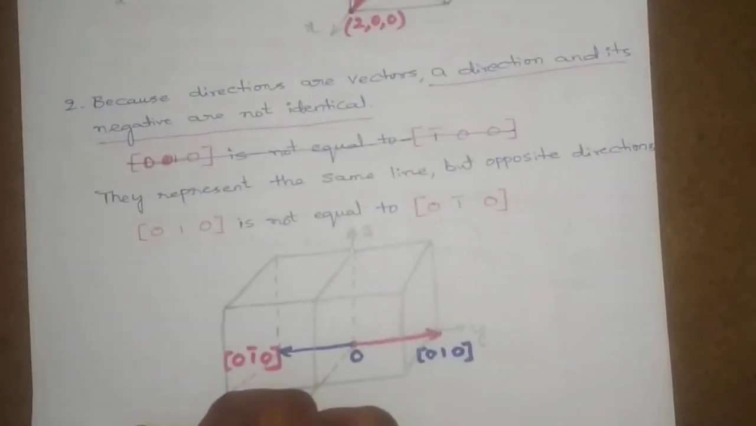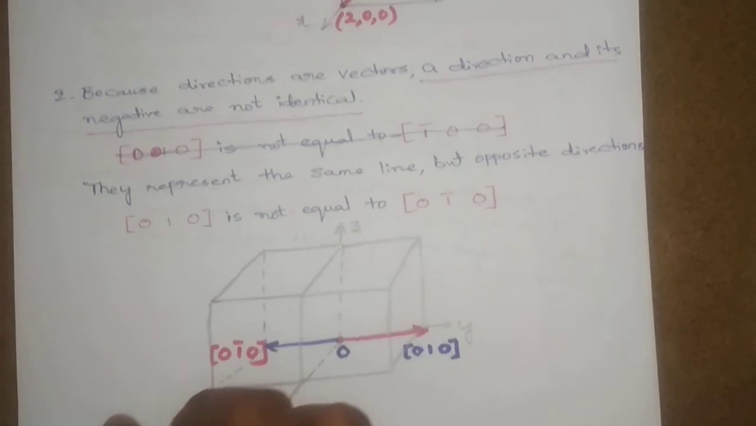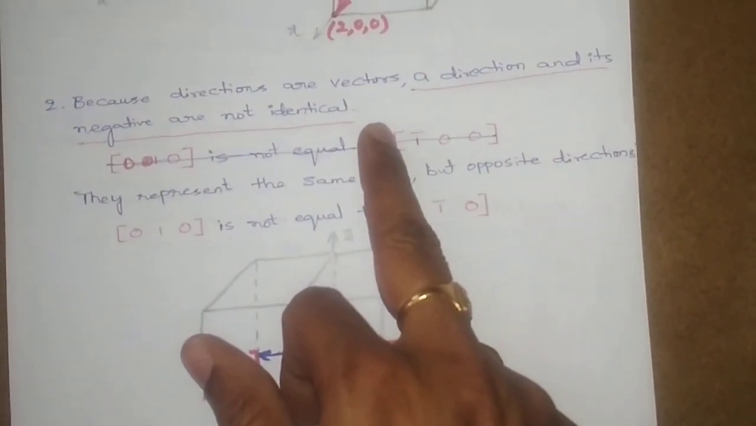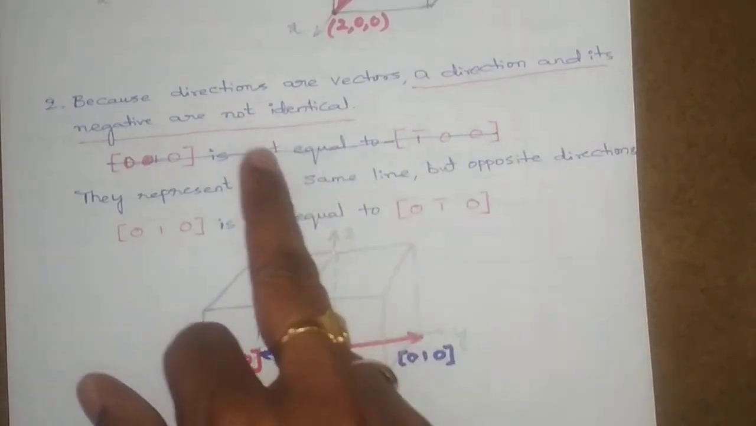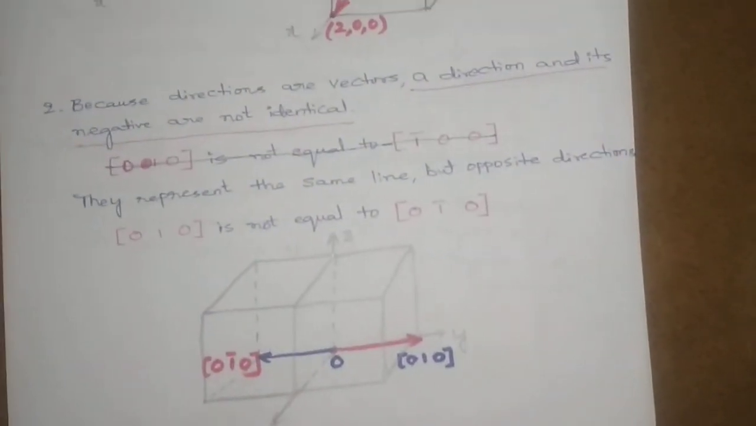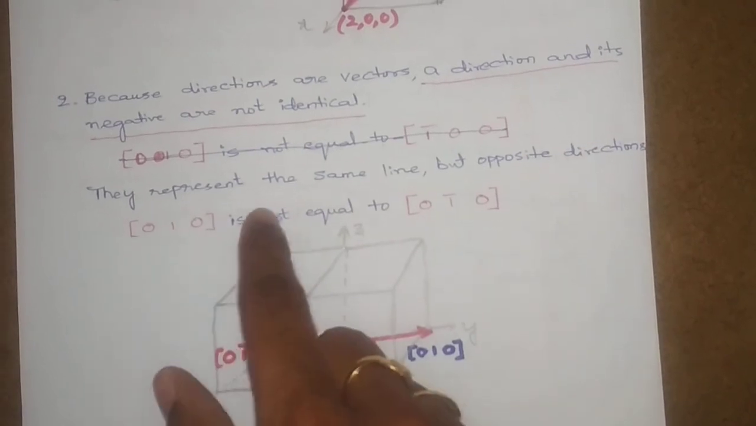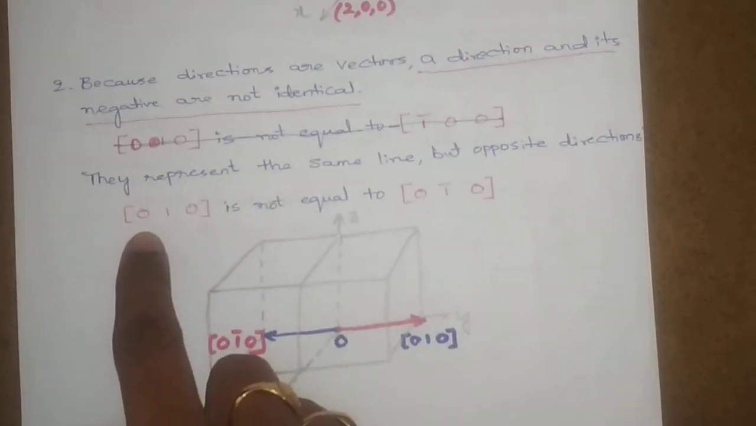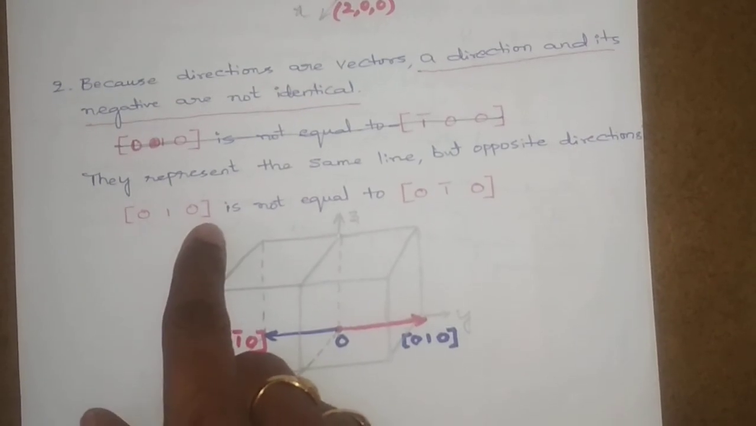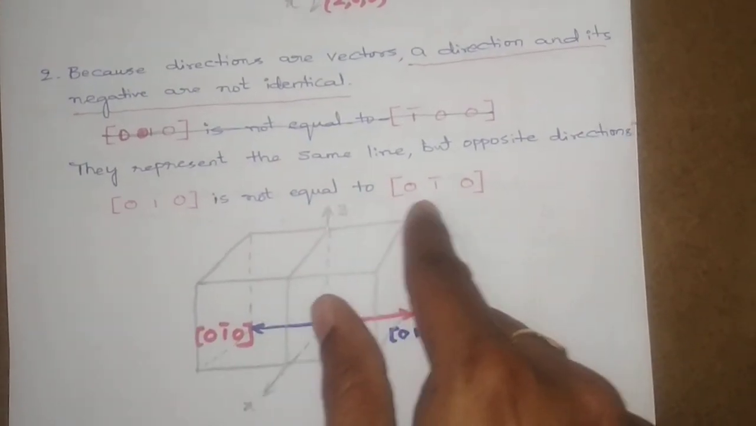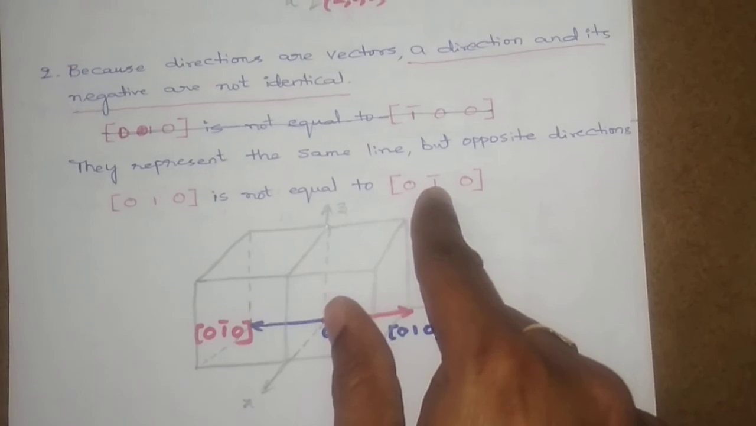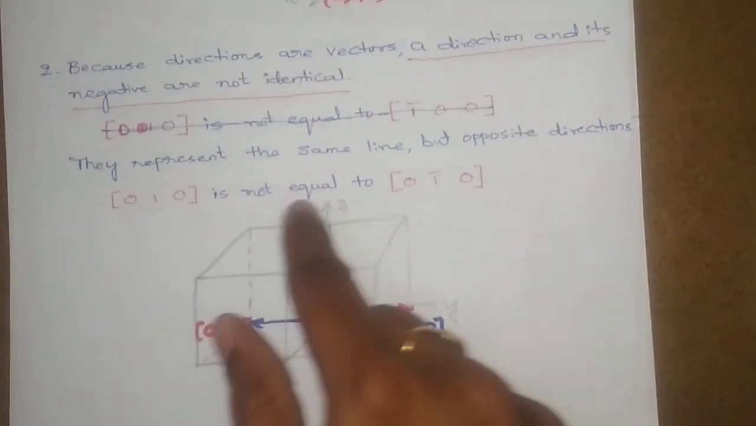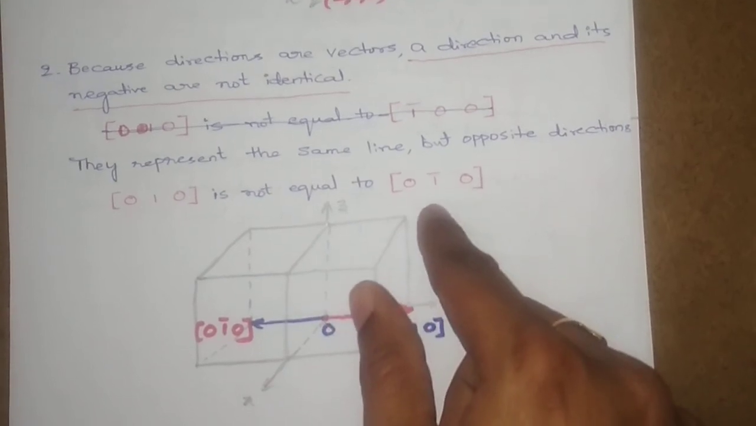Next, the second important point. Because directions are vectors, as we know, a direction and its negative are not identical. They represent the same line but opposite directions. So for example, 0, 1, 0 is not equal to 0, 1 bar 0. So what is 1 bar? 1 bar is nothing but minus 1. So 0, 1, 0 is not equal to 0, minus 1, 0.